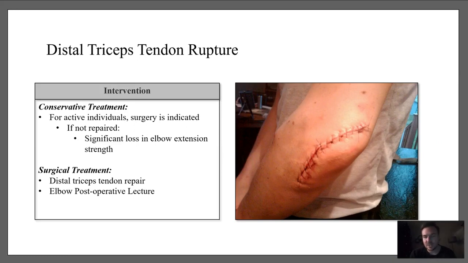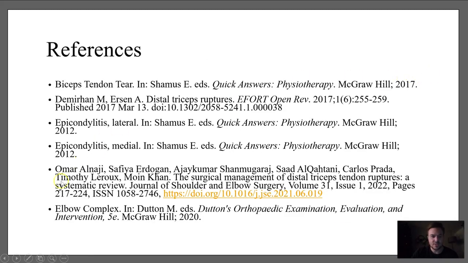So this is what a surgical incision site looks like. It's a curvilinear incision to get around the olecranon, and we'll go over this in our post-operative lecture series for the elbow.